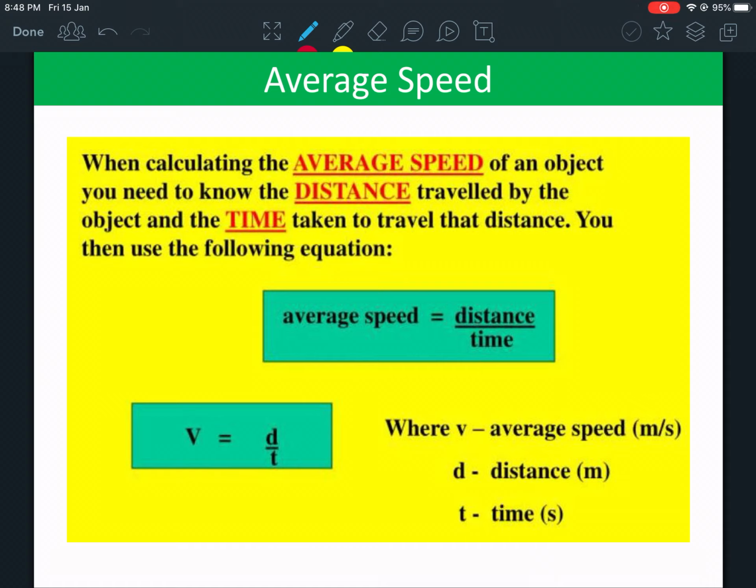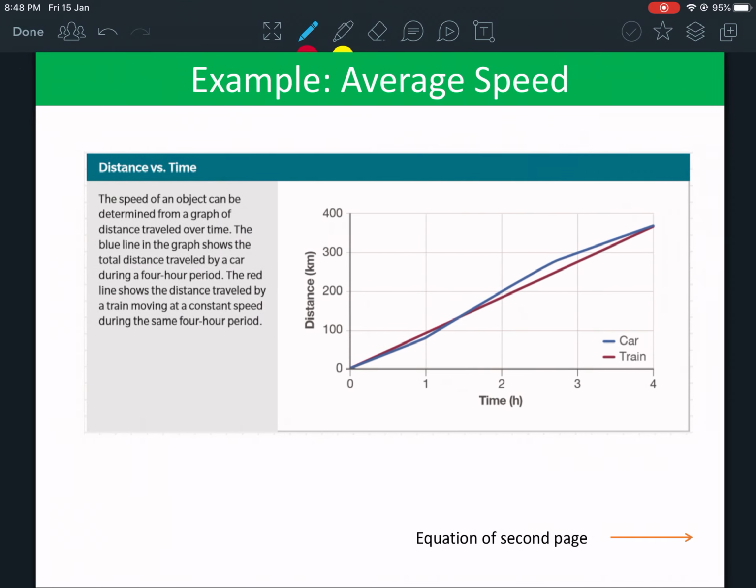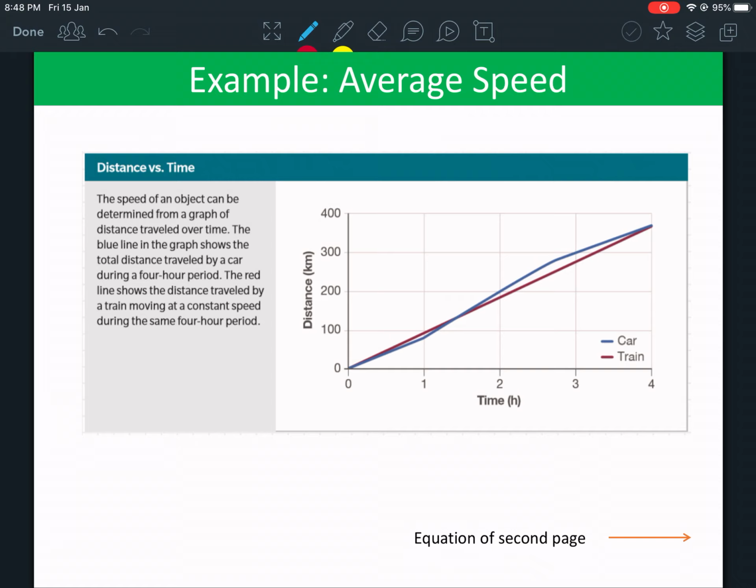Now, we're going to learn how to calculate average speed. Speed is equal to distance over time. So when calculating the average speed of an object, you need to know the distance traveled by the object and the time. Here they're using v because they're talking about velocity, which has a vector: how fast you're going, but in what direction. So average speed would be distance over time. But here we're going to calculate it in a different way, using an equation and tables like this.